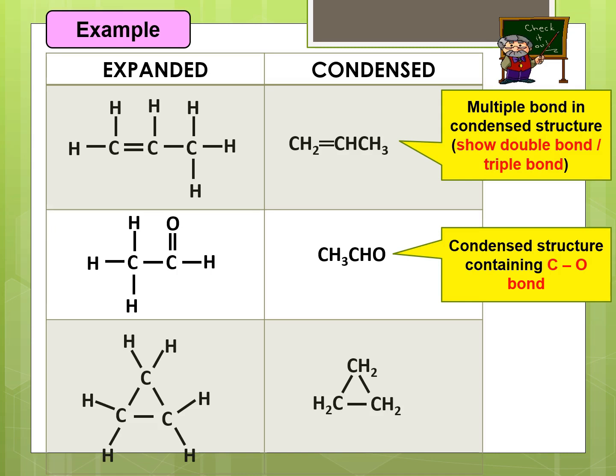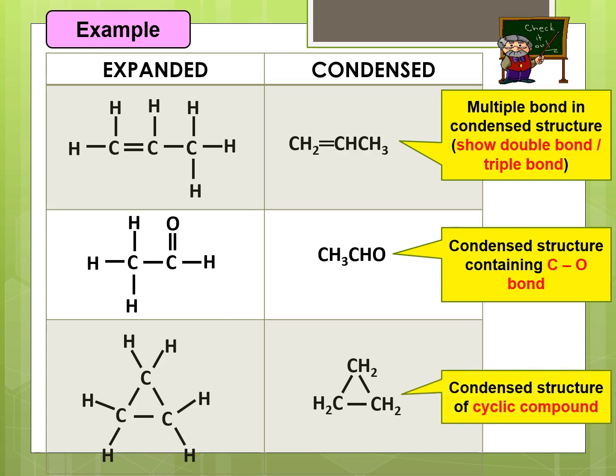And then, okay, another example, we have a cyclic structure. Okay, expanded, condensed structure. So this is the condensed structure of a cyclic compound. Okay, we look at further examples.